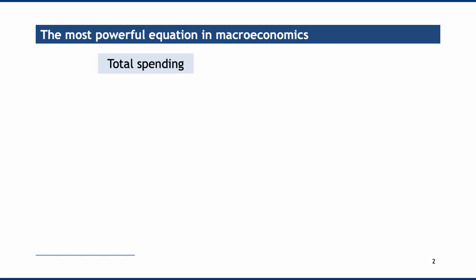It rests on a fairly simple identity which says that total spending is equal to total receipts. So this is going to be true by definition, and it's the foundation of the equation that we're going to be looking at. Whatever the spending is in the economy, that must be the same as the amount of receipts being taken. Now we can split spending into two categories.